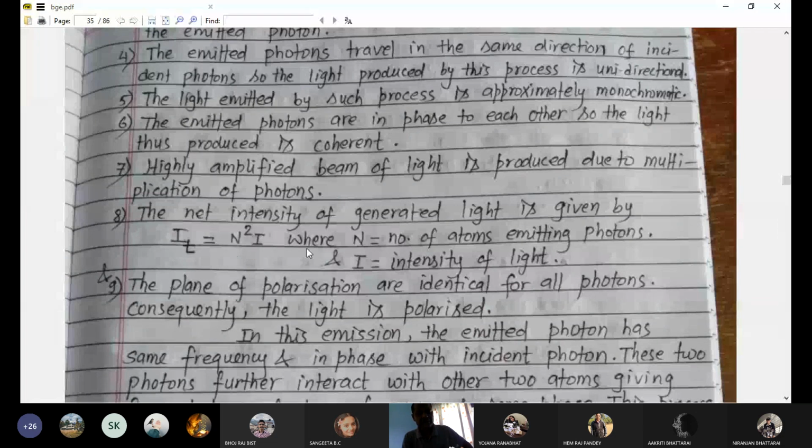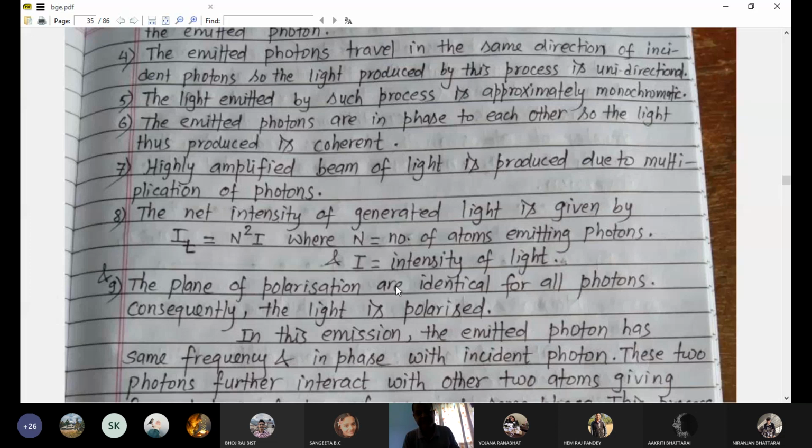And the plane of polarization is identical for all photons. Consequently, the light is polarized. The light produced by spontaneous emission is not polarized, but light produced due to stimulated emission of radiation is polarized. In this way, you can easily distinguish between spontaneous emission and stimulated emission of radiation.